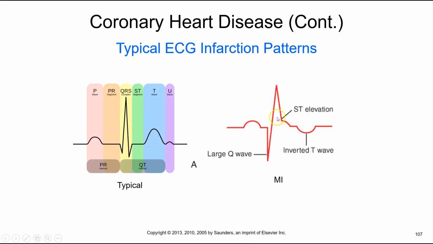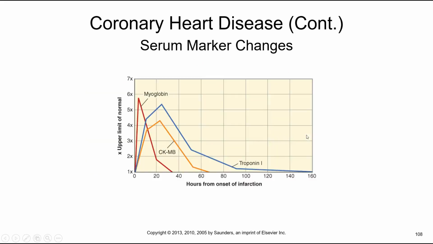So an elevated ST segment, or also sometimes an inverted T wave, are typical myocardial infarction patterns that can be seen on the ECG. As lab values go, depending on how long it's been since the myocardial infarction began, myoglobin, a protein found in cardiac muscle cells, is going to peak first. And then we're going to see a peak in troponin and CKMB.